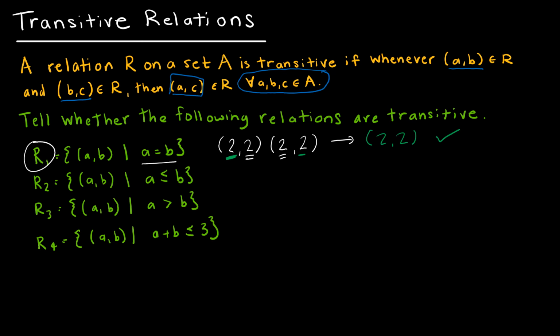Let's look at R2. Let's come up with an ordered pair, say (2, 5). (2, 5) is in the relation because 2, which is A, is less than or equal to 5. And then again, my next one has to be (5, something). And again, I'm just making up an example so that we can reason through it. We know that in order for (5, something) to be in the relation, B has to be obviously greater than or equal to 5. So let's just think of a number like 8.